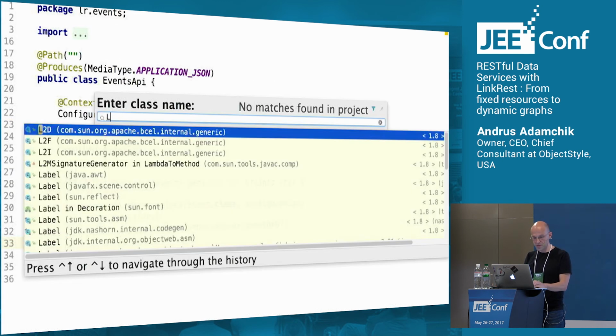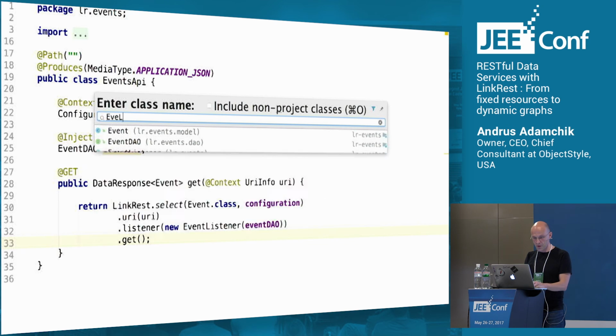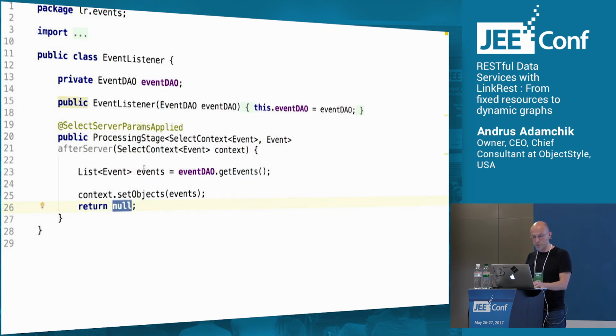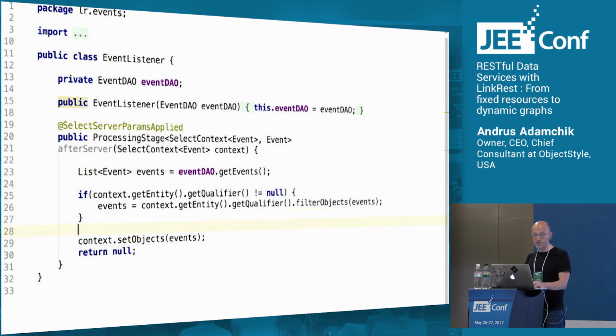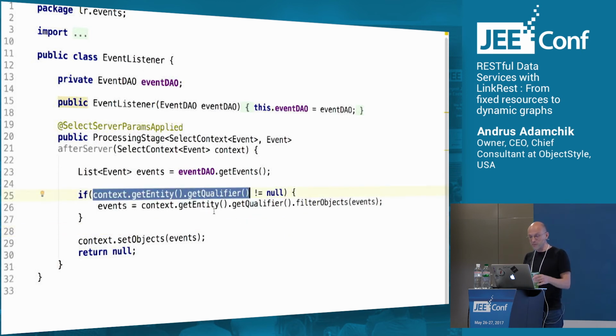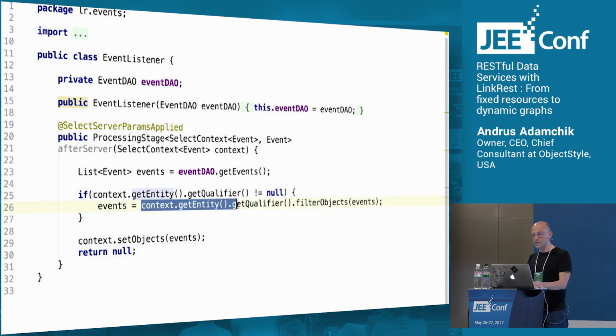Okay, we need to go to the listener, the event listener. So we got the events, and now we can filter them in memory. This is what I was talking about when I said that Cayenne expression can be used to filter non-Cayenne objects. I have this qualifier object, which is a parsed Cayenne expression. It's already in the LinkRest context. So I can take it, and I can filter the objects. It's applied already after the objects are fetched.